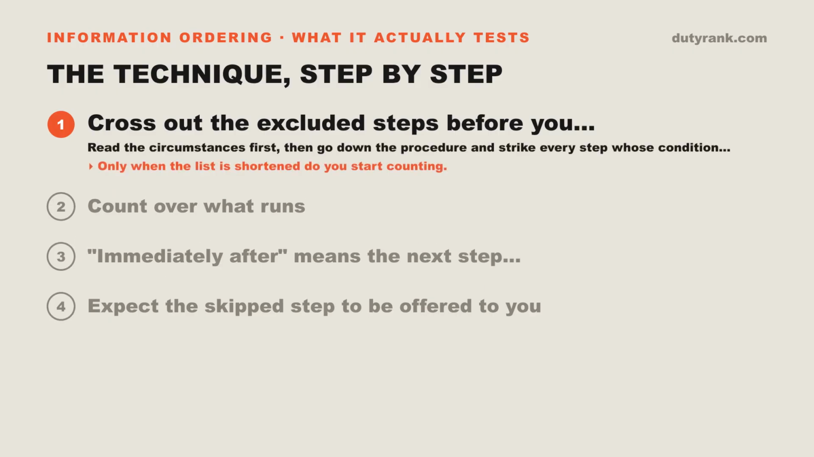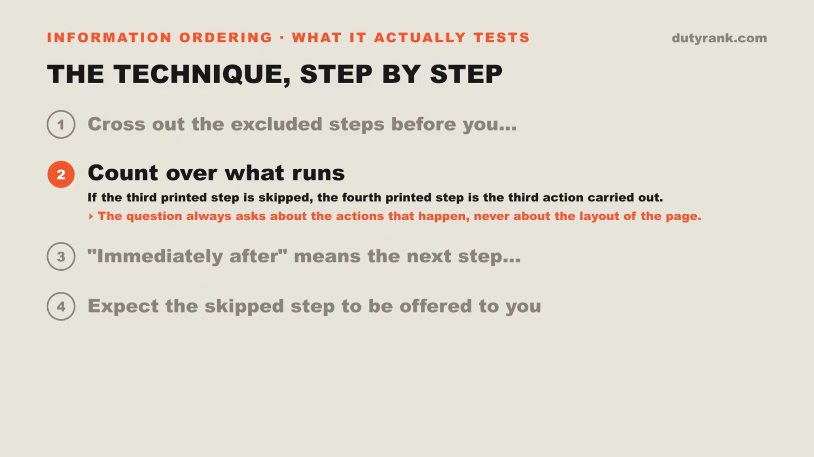First, cross out the excluded steps before you count anything. Read the circumstances first, then go down the procedure and strike every step whose condition is not met. Only when the list is shortened do you start counting. Doing it in the other order is how a step ends up counted that never happened.